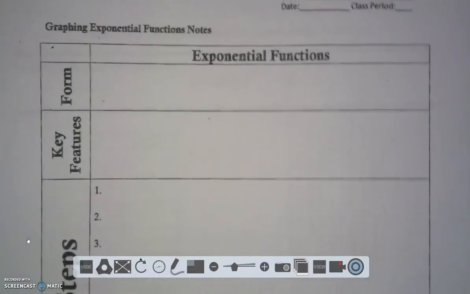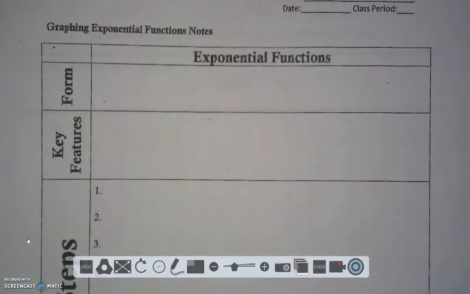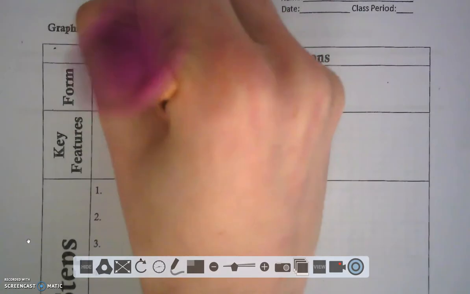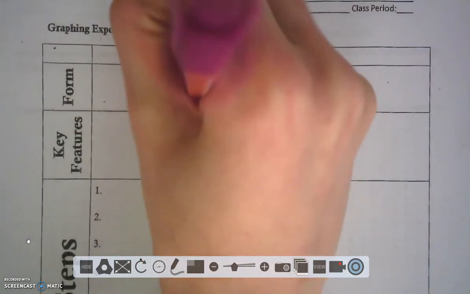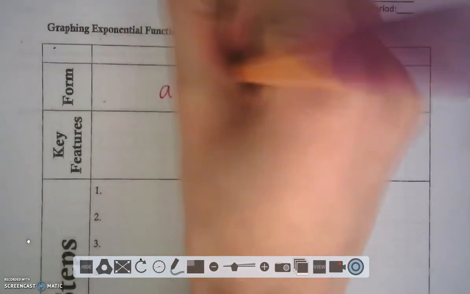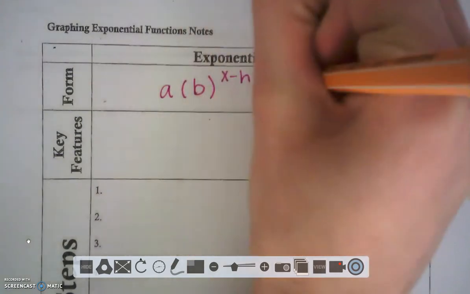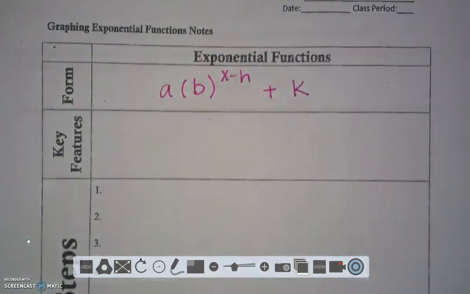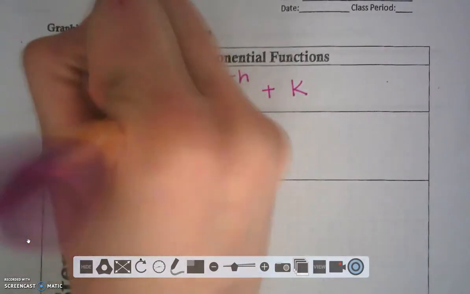Now we know some transformations. Let's talk about how we're going to graph exponential functions. We just learned our exponential functions equation. Okay, one of our standard equations here. All right. Key features we have to look out for is our base.